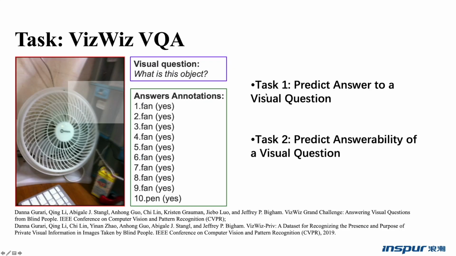VizWiz VQA stands for a dataset including photos taken by blind persons, with one recorded spoken question and 10 crowdsourced answers. Two tasks of VizWiz are proposed: predict the answer to a visual question, and predict whether the visual question cannot be answered. Compared to the deprecated version as of the 31st of December 2019, the new version dataset contains more train and validation images with local obfuscation, which avoids privacy disclosure.